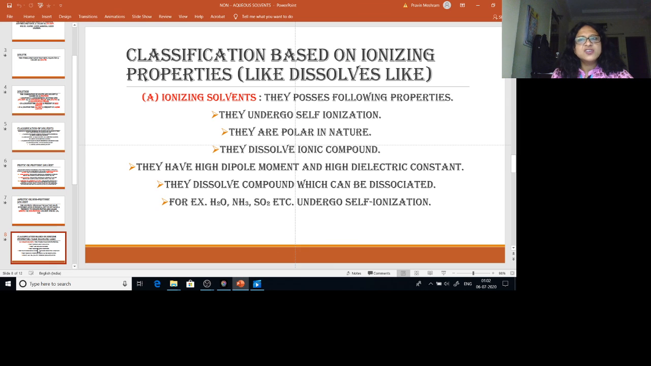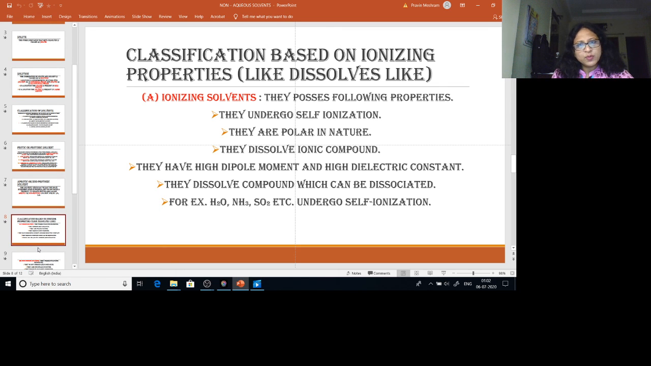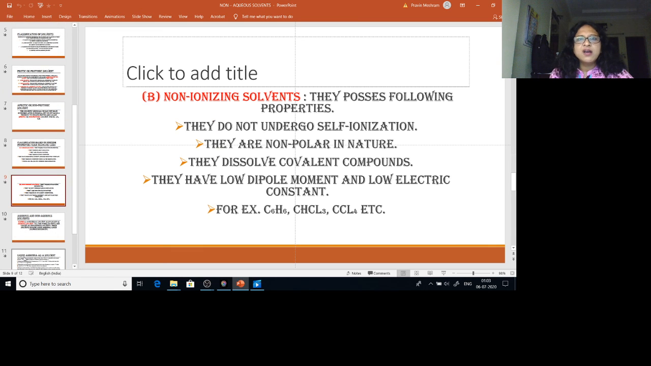Then the classification based on ionizing property. Let us see. In that, first is ionizing solvents. They possess the following properties. They undergo self-ionization. They are polar in nature. They dissolve ionic compounds. They have high dipole moment and high dielectric constant. They dissolve compounds which can be dissociated. For example, water, ammonia, SO2, etc. undergo self-ionization.